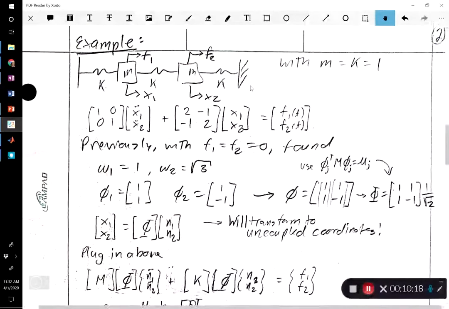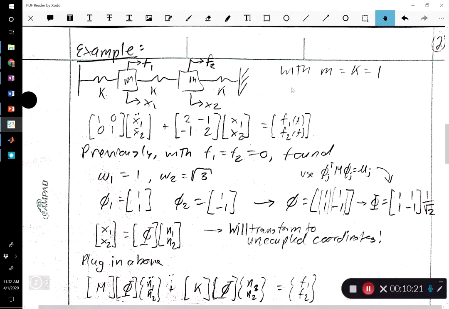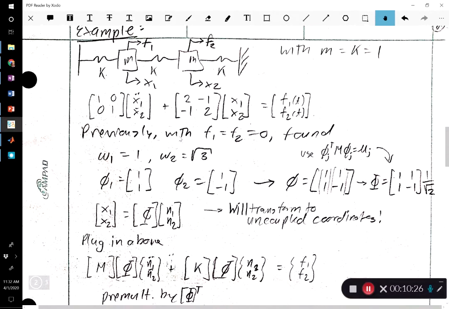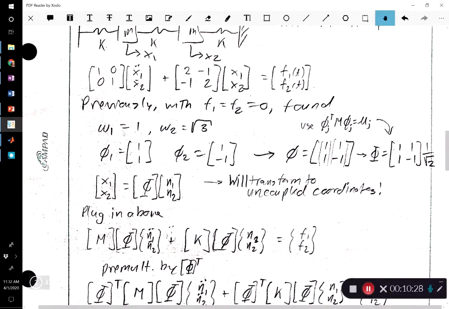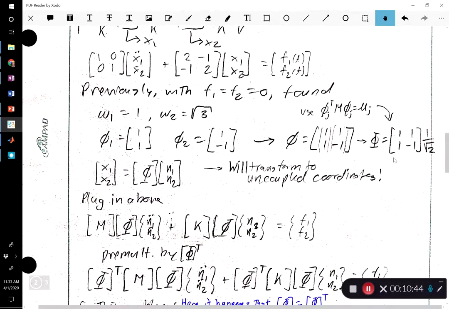So let's look at an example here. Our favorite 2 degree of freedom system, if the mass and stiffness are both unity. We found previously that the 2 natural frequencies were 1 and the square root of 3. These were the 2 unscaled mode shapes. If we went through that process we just talked about and scaled them, because the mass matrix is an identity, it's pretty easy to work out that the scaled mode shapes are [1, 1] and [1, -1], with a 1 over square root of 2 in every term. So I just put that outside to simplify things.